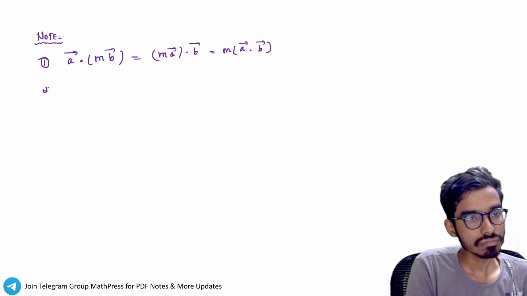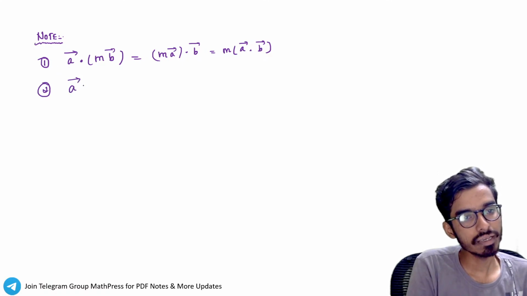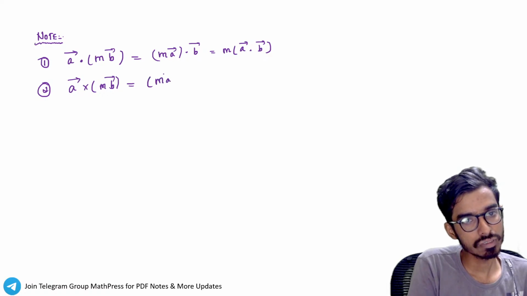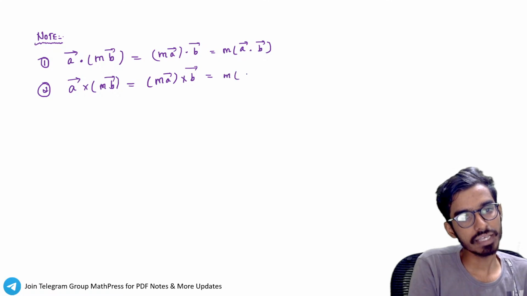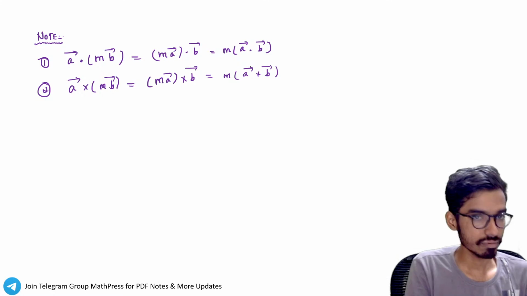Now the second formula that we're going to use is a cross m b. Here we had dot, here we have cross. So a cross m b vector is the same as m a vector cross b vector. This is the same as m into a cross b vector, right?